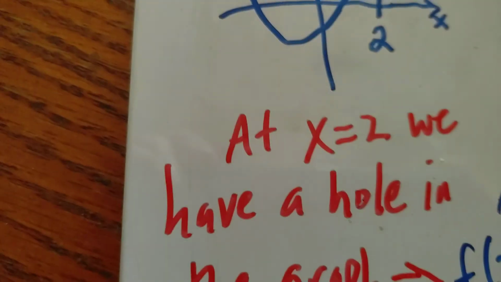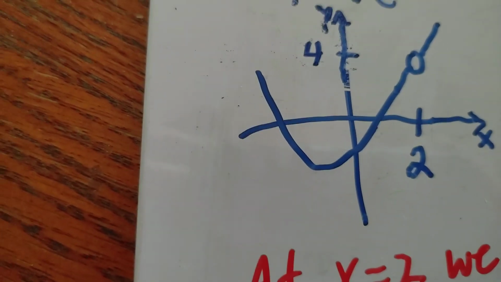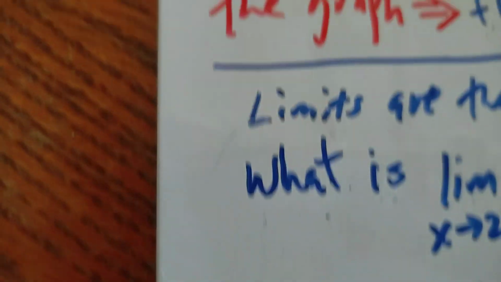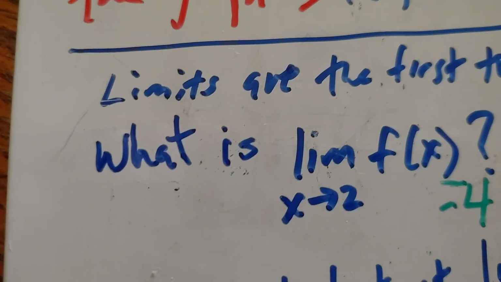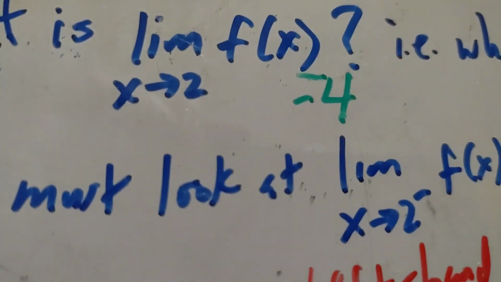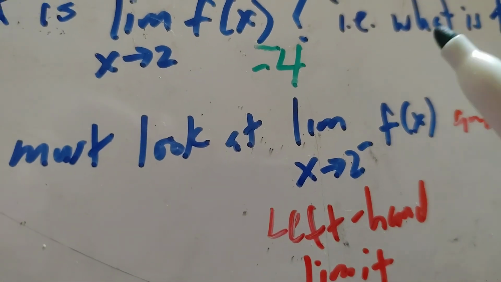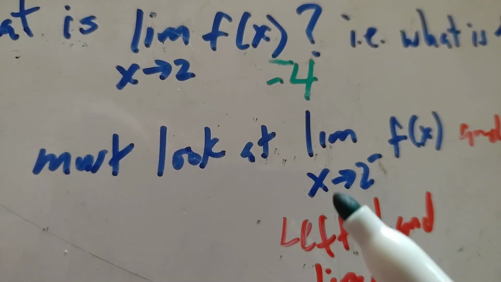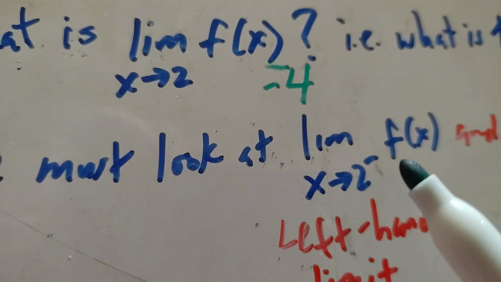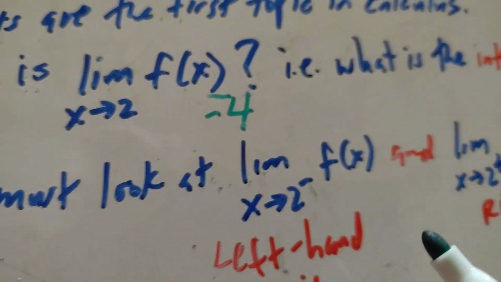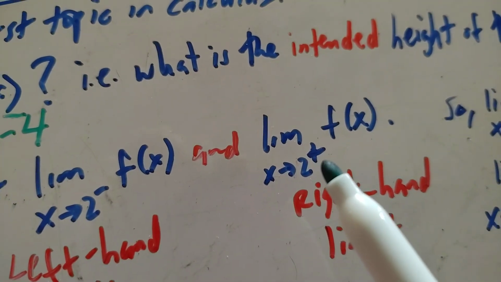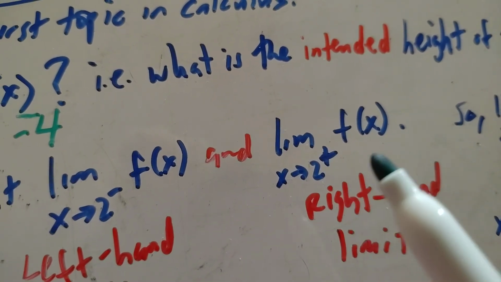I talked about approaching 2 from the right-hand side and the left-hand side, and there's notation for that. Whenever you're asked to find a limit as x approaches 2, it's nice to look at the left and right-hand limits. This is called the left-hand limit because of this minus sign: the limit as x approaches 2 from the left of f of x. You want to see what that equals. And you also want to look at the right-hand limit, which is denoted with the plus sign: the limit as x approaches 2 from the right of f of x.